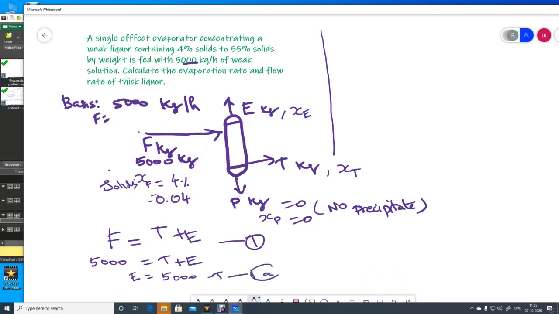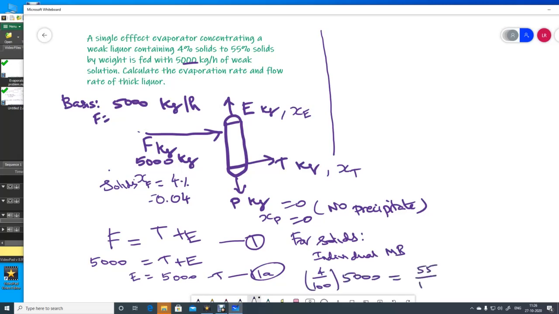Now what have we tried? Individual material balance for solids. As I said, solids are present only in the feed and only in the thick liquor. There is no precipitate in this problem and the evaporate does not contain any solids. Therefore, the individual material balance is 0.04 into 5000 equal to 0.55 into T. This is equation number 2.